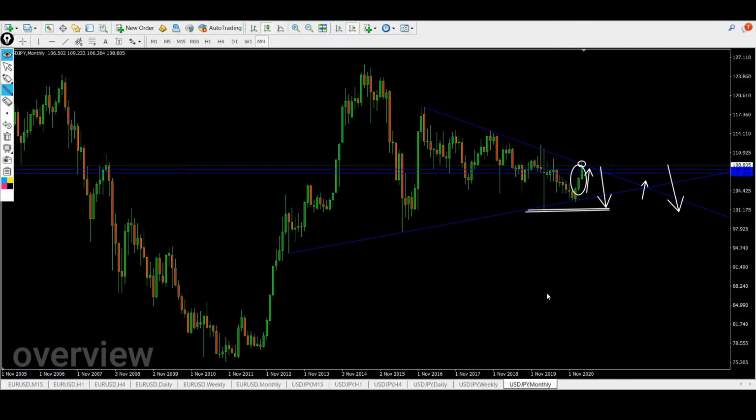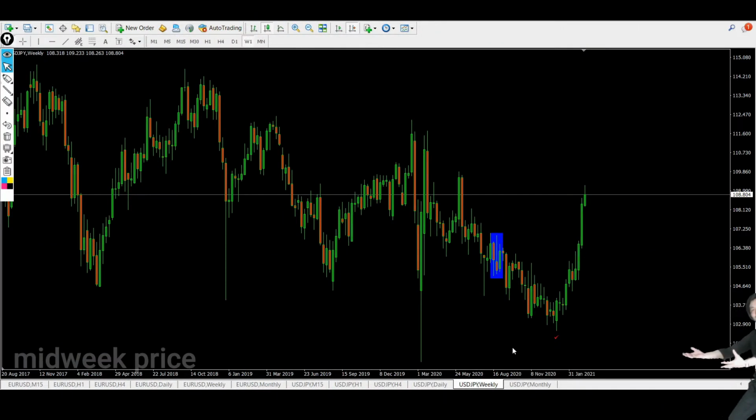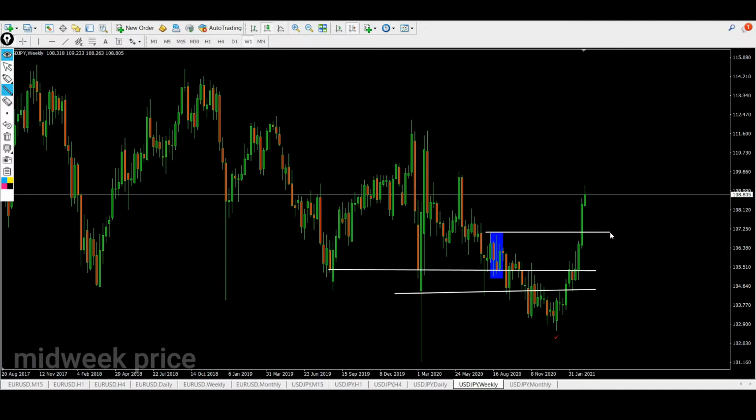Okay, so let's talk midweek price. This is a weekly chart. We were long biased with the first target at these gap levels at 105, then our second target at 107, and finally hit our last target at 109. From this point on, there is momentum long in the short term. However, being that the overall bias is still short right back down to 101, I'll only be looking for short trades.